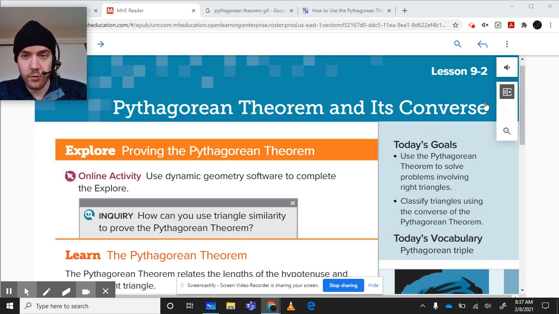The converse of that is just saying that in reverse. If you have a shape where a squared plus b squared equals c squared, it must be a right triangle. Okay, so they're not really two separate ideas, they're just looking at it from two different directions.